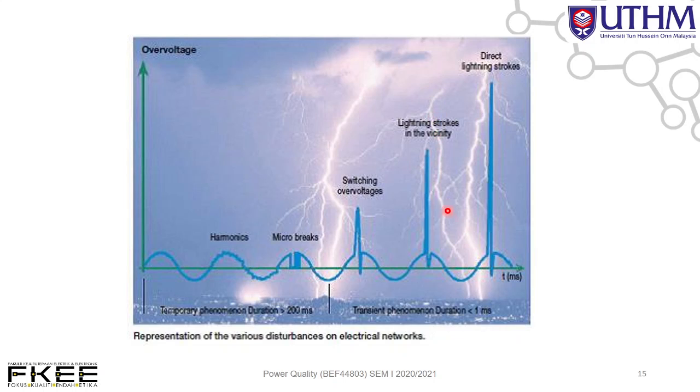This is the impact of a lightning. Voltage will suddenly increase for a certain period. Lightning strike. Maybe we have an indirect, or a direct lightning strike, let's say to the transmission line. Voltage will be increased more than others. This is the effect of the lightning strike. This is the example of transient phenomena, which is less than 1 second. This duration is less than maybe 1 millisecond.